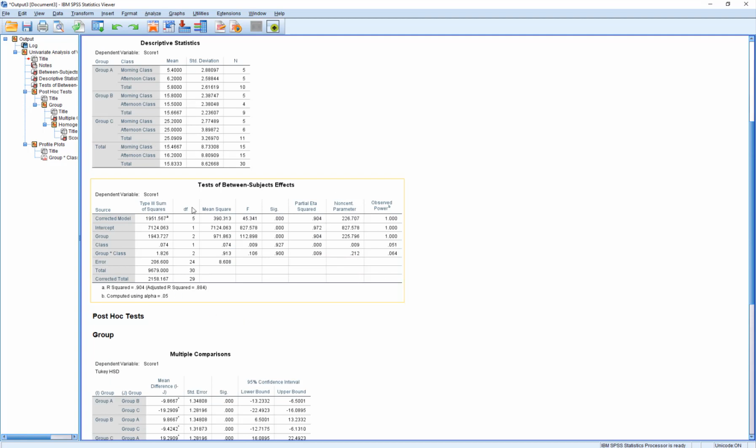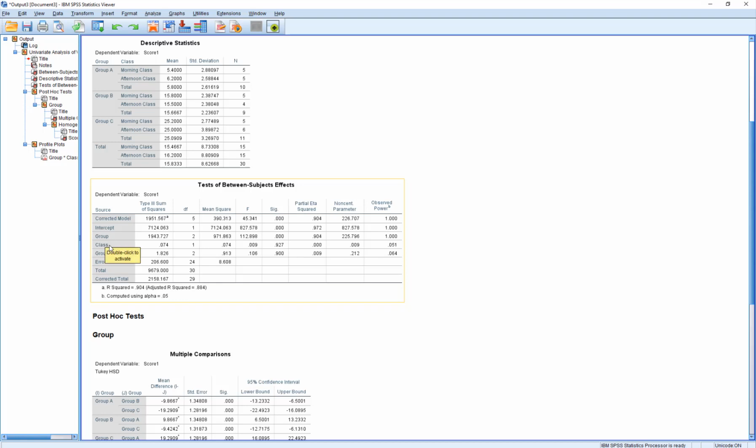Our tests of between subjects effects will tell us if there is a difference between the groups, if there was a difference between the classes, and if there was an interaction between them. First, we'll want to look at group. The corrected model and intercept, you'll never really have to worry about those. If we look at group, we see our degrees of freedom is 2, as before, so that's the number of groups minus 1. We see almost the same values that we saw in our one-factor ANOVA. Our p-value is still below 0.001, so it is a significant difference. Again, group is still significant.